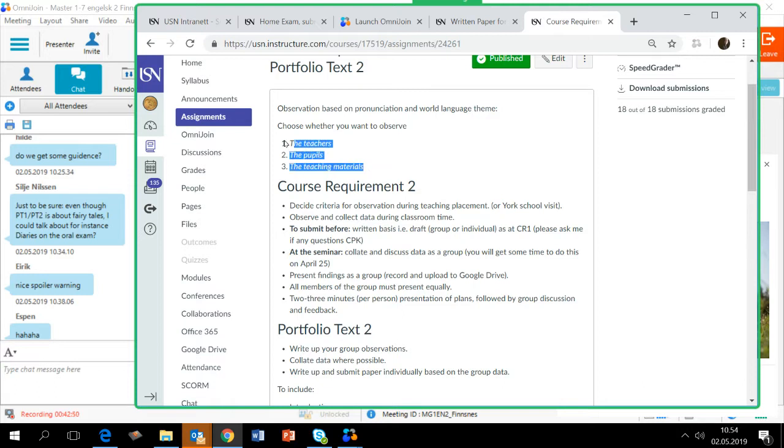Basically assess, observe and discuss your observations based on the pronunciation and world language theme, as in, how is pronunciation practiced in the classroom? And look at that as well.